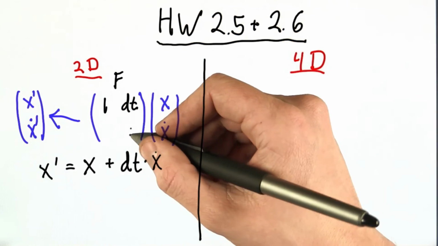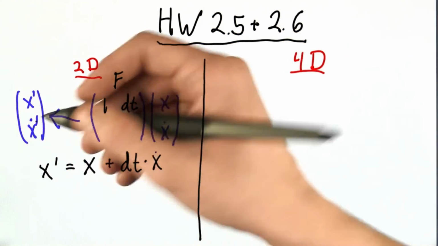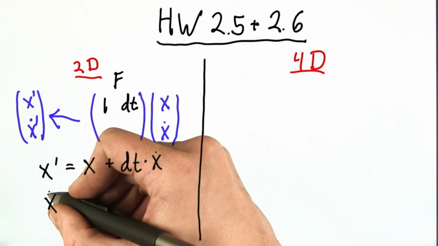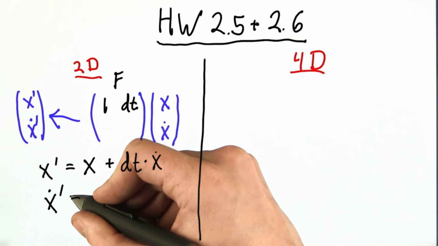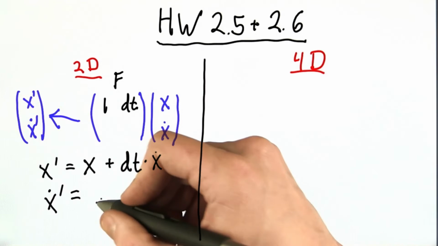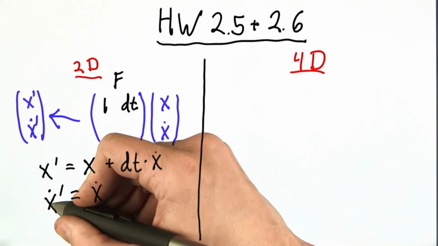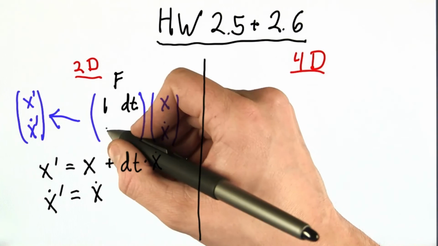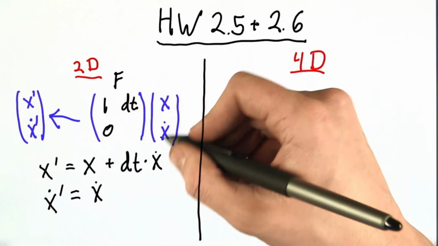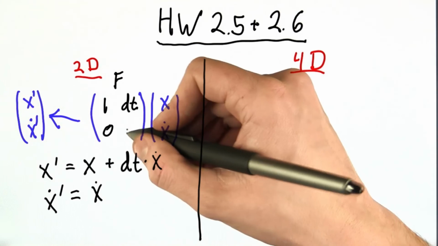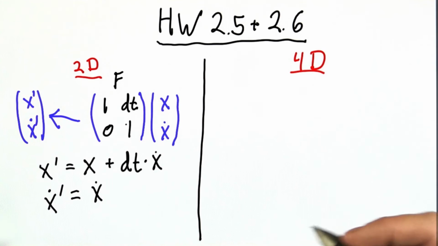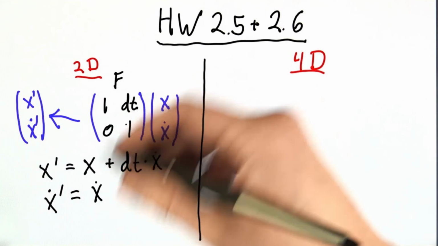Now what about the second row? Let's do a similar thing for x dot prime to figure out what should go in the second row. So after our prediction, we said that we're just going to assume that the velocity hasn't changed. Velocity after equals velocity before. So that means we don't want to have anything to do with this x, so a 0 goes here, and we want everything to do with this x dot. We want to keep this, so we put a 1 here. Okay, so this gives us some intuition for how this works in 2 dimensions.